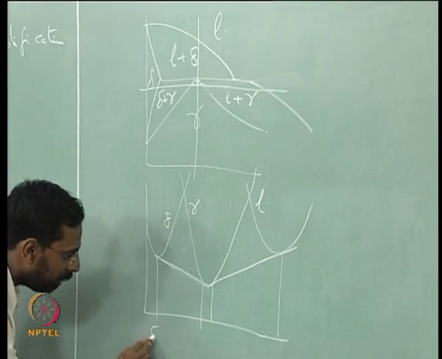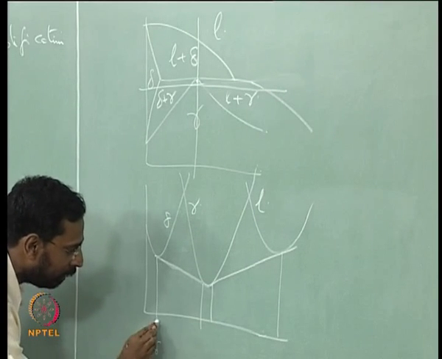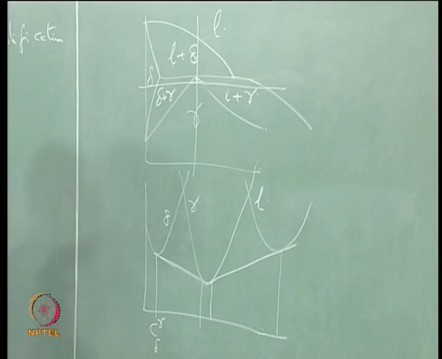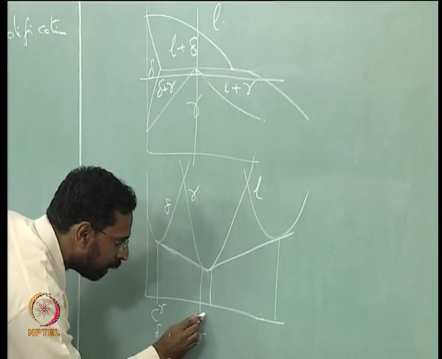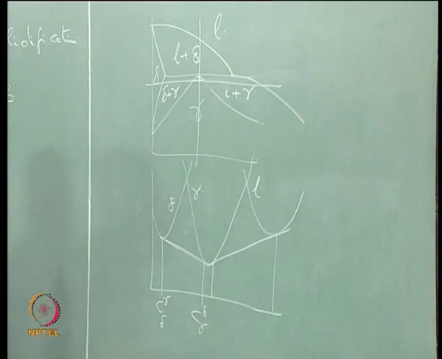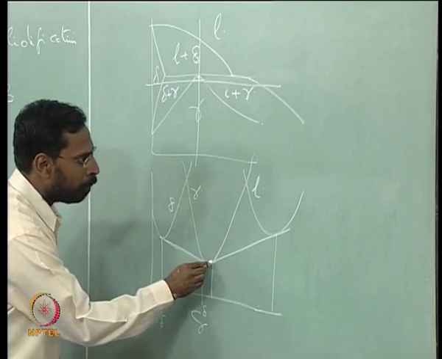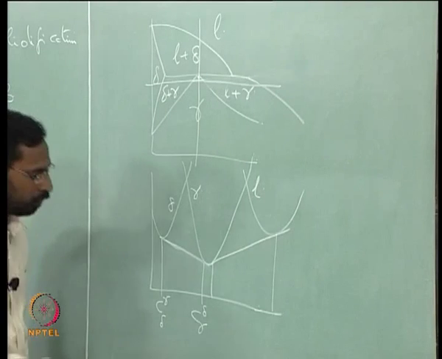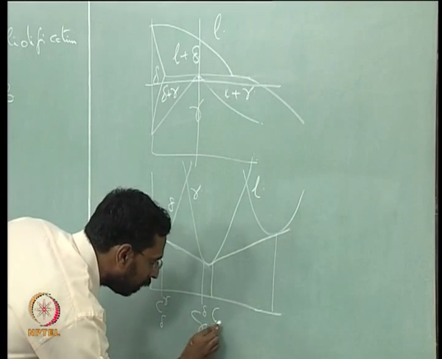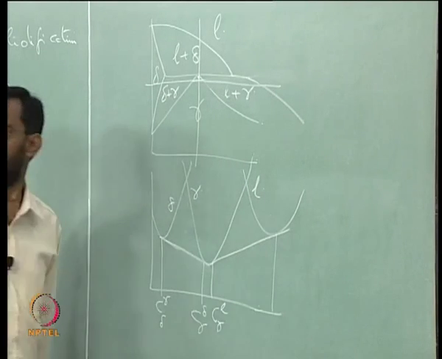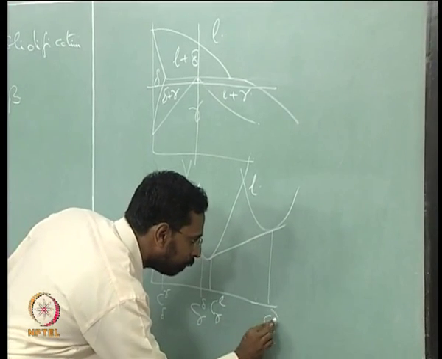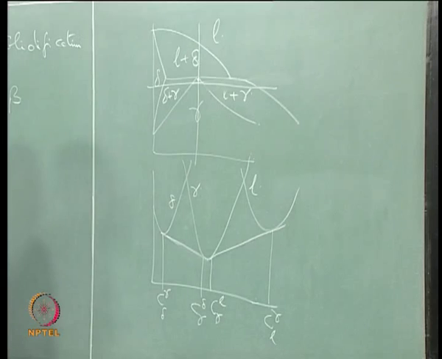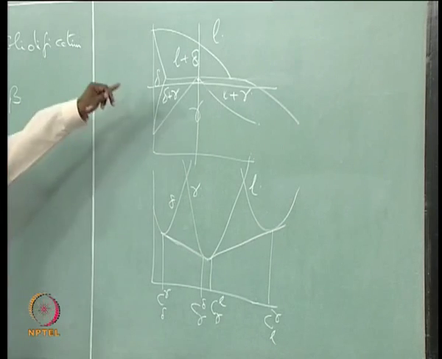This is the composition of delta in equilibrium with gamma. So, I can say that this is the composition of delta in equilibrium with gamma. This is the composition of gamma in equilibrium with delta. Am I right? And this is the equilibrium of gamma and liquid. So, this is the composition of gamma in equilibrium with liquid, and this is the composition of liquid in equilibrium with gamma. And where do you see them on the phase diagram?